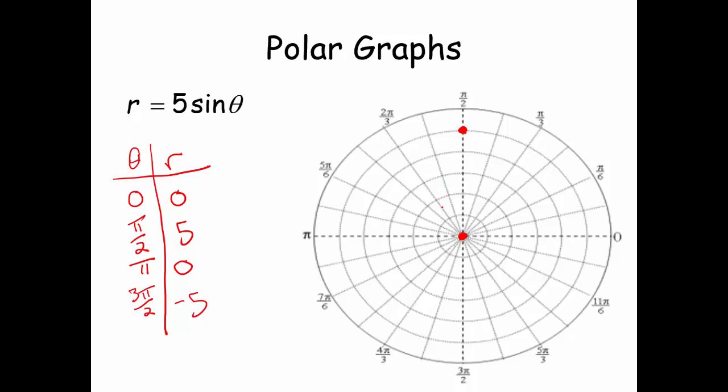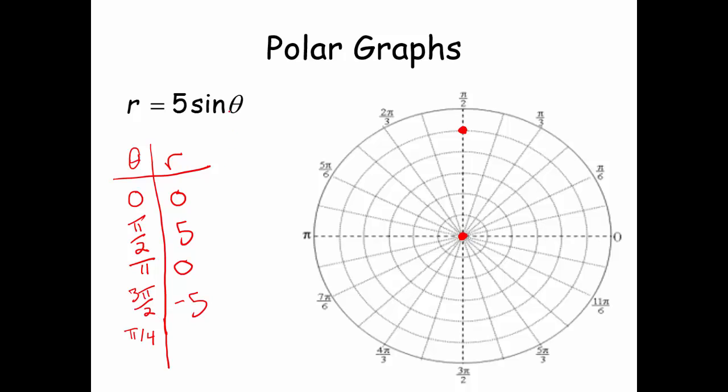So you'll notice that picking these quadrantal angles, I'm only getting 2 points on the graph. So I could pick some other angle values to get some other points to see what this is going to look like. Like, what if I picked pi over 4?